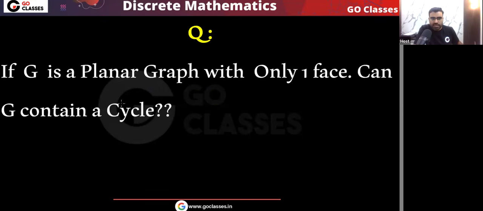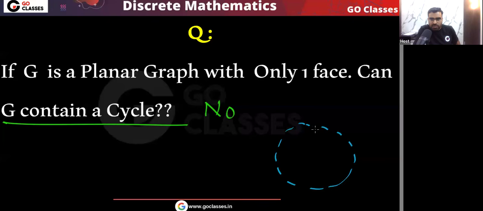So, can G contain a cycle? G is a planar graph with only one face. We only have one face. Is it possible that G can contain a cycle? The answer is no. Think about it. See, if you have a cycle, then what will happen? If there is a cycle, then what will happen?